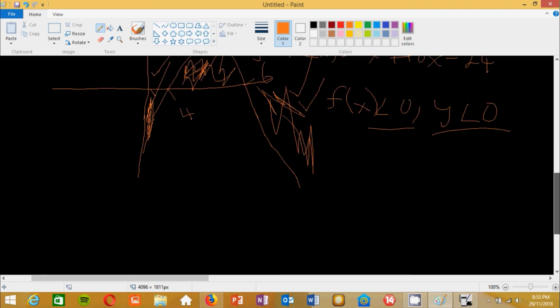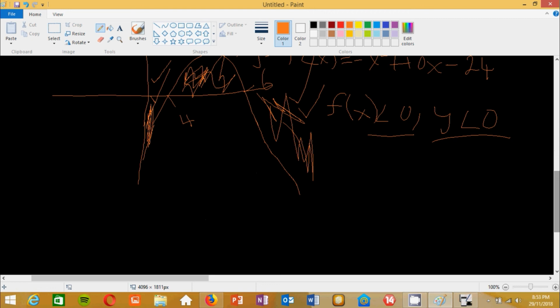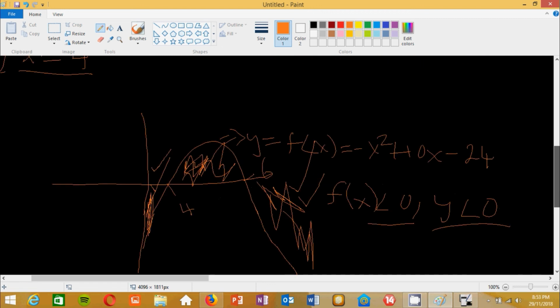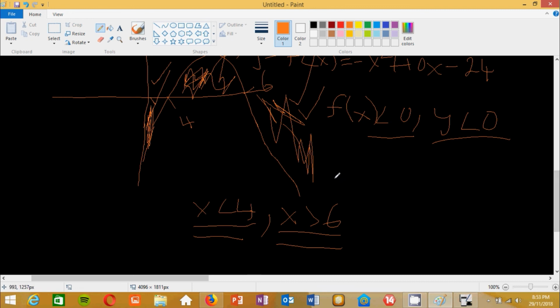So we have two regions that satisfy this inequality, and those regions are x is less than 4 and x is greater than 6. And these are our two answers to this quadratic inequality: x is less than 4 and x is greater than 6. And that brings us to the end of this video on solving this particular quadratic inequality. Until next time.